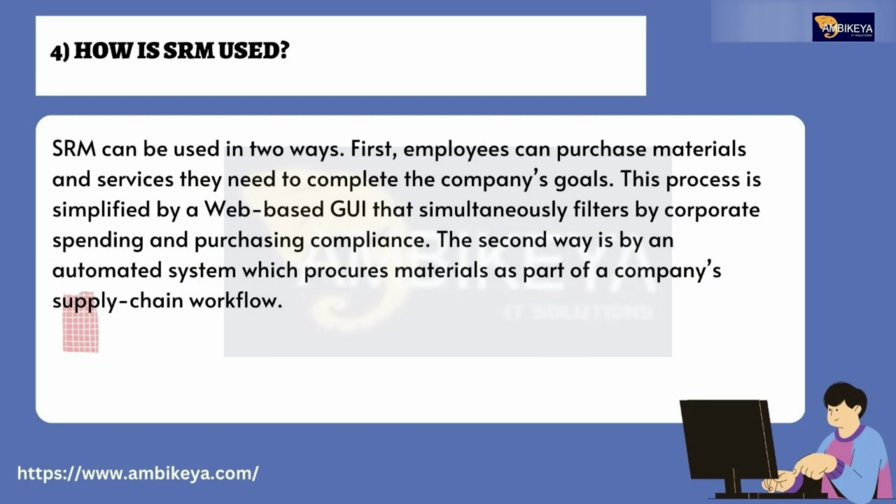Question number 4. How is SRM used? SRM can be used in 2 ways. First, employees can purchase materials and services they need to complete the company's goals. This process is simplified by a web-based GUI that simultaneously filters by corporate spending and purchasing compliance. The second way is by an automated system which procures materials as part of a company's supply chain workflow.